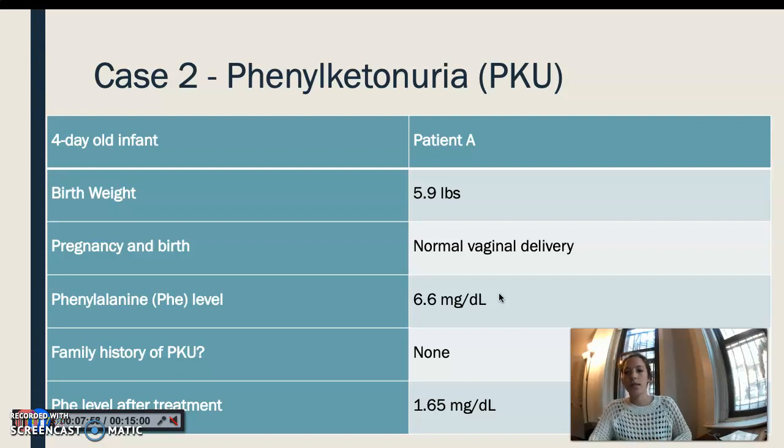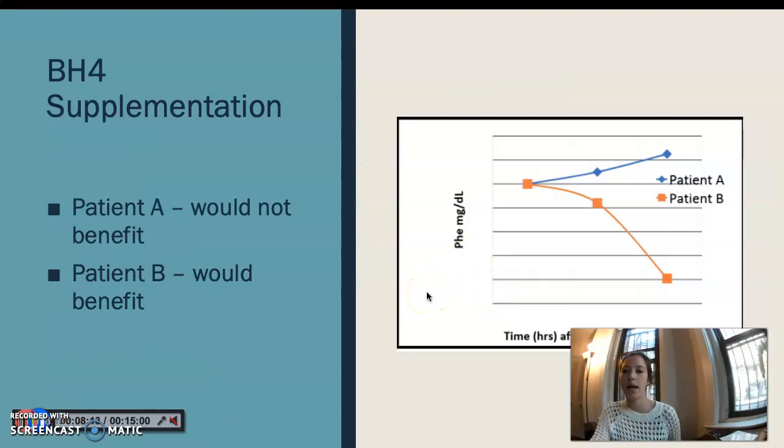So after about 14 days on this therapy, patient A's phenylalanine levels did drop to 1.65, which is within the normal range, making this dietary change successful as a treatment for patient A. Here we see patient A and patient B, who is also suspected of PKU. They both received BH4 loading tests. And as mentioned previously, BH4 is the cofactor for the conversion of phenylalanine into tyrosine using the enzyme PAH.